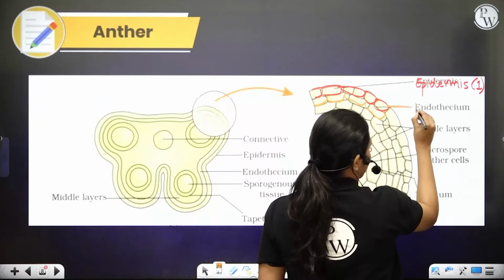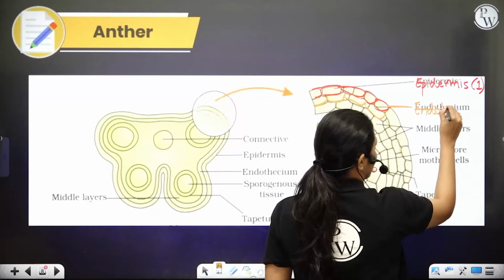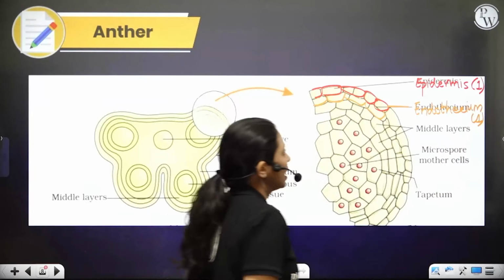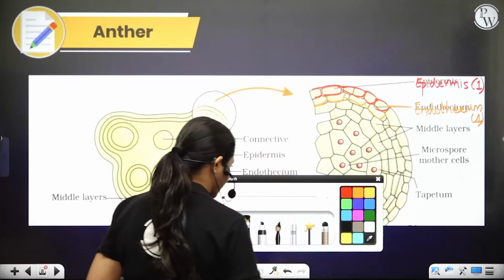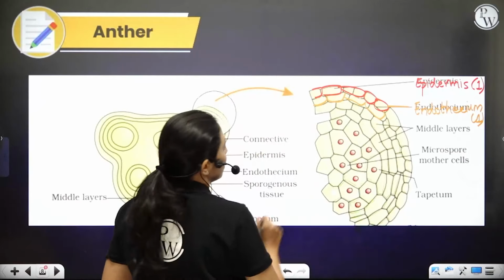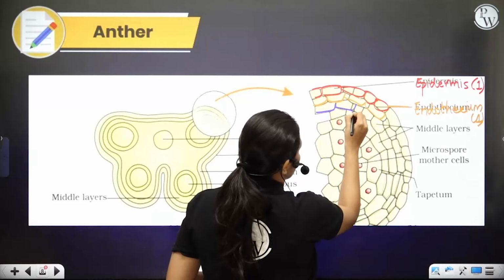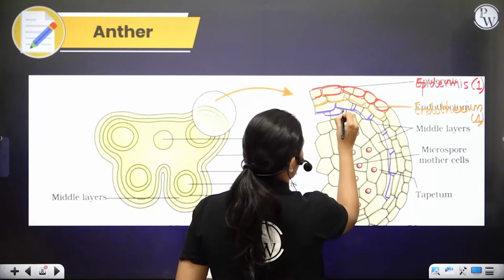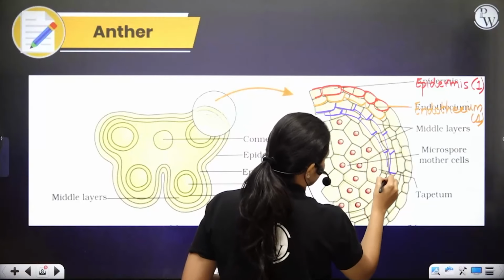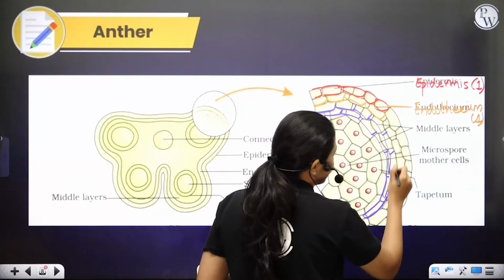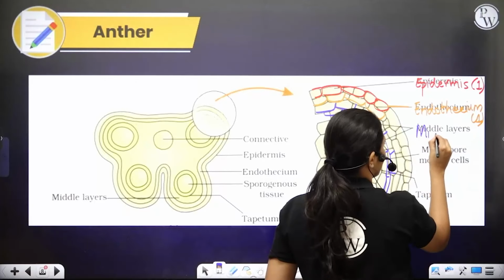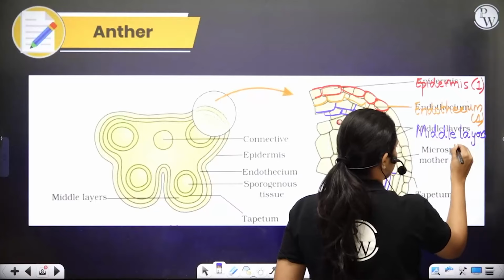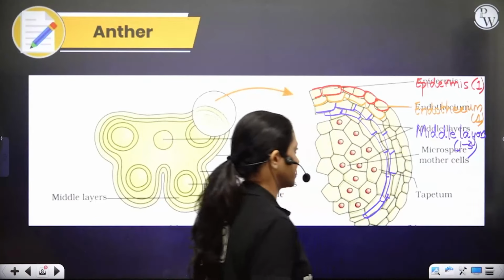the endothecium. Endothecium also is a single layer. Inside the endothecium, you can find small thin-walled cells that may be 1 to 3 cell layers in thickness. These are called the middle layers. These can be 1 to 3 cell layers in thickness.